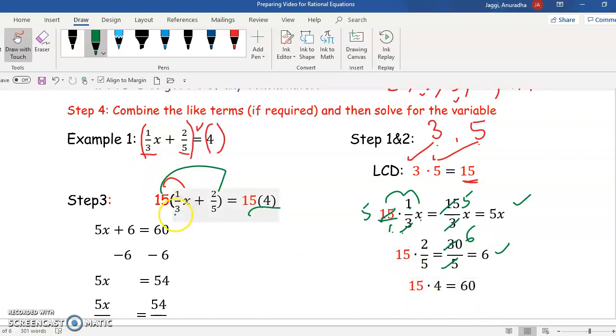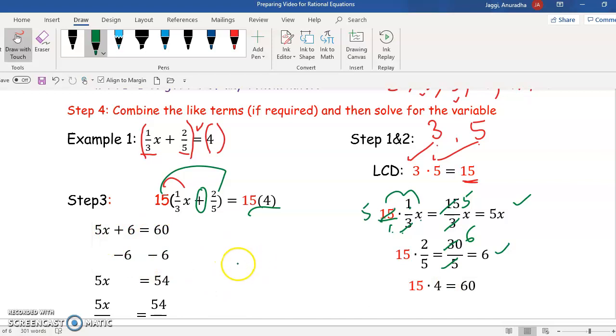So now I'm going to replace this 15 times 1 by 3x, that was 5x, so 5x. Then you have your plus sign in between, don't forget to copy it down. And then you have 15 times 2 by 5, it came out to be 6. So you have your 6 here. Equal to sign, copy it down, and then 15 times 4 was 60, so you copy down the 60.